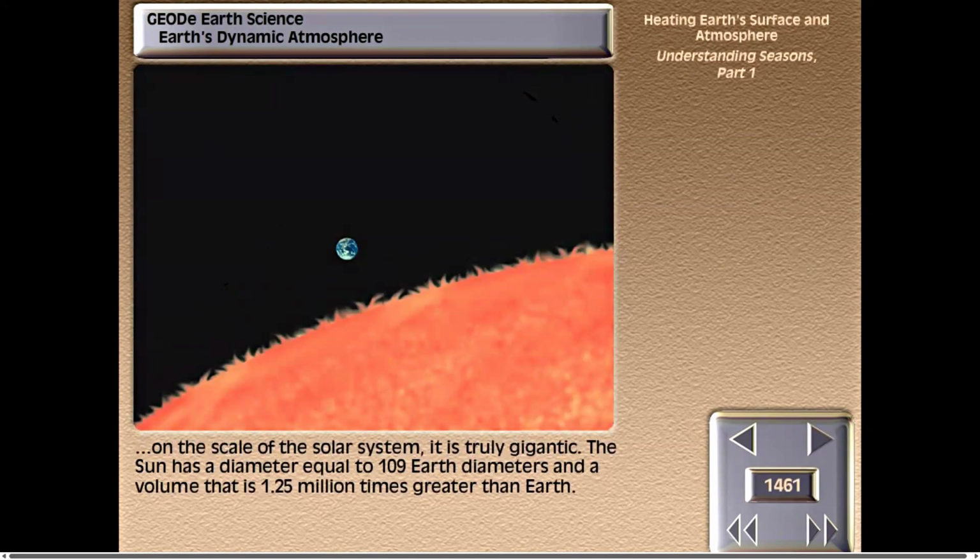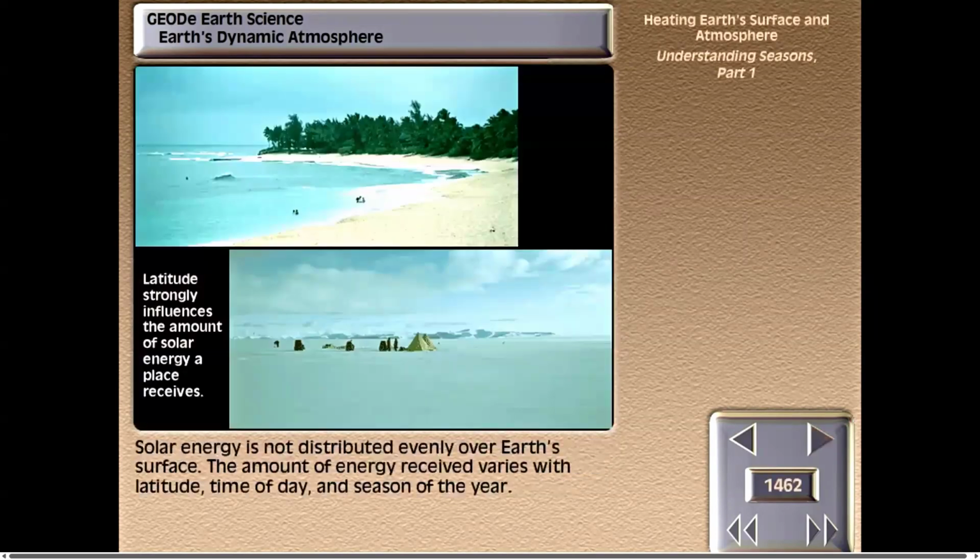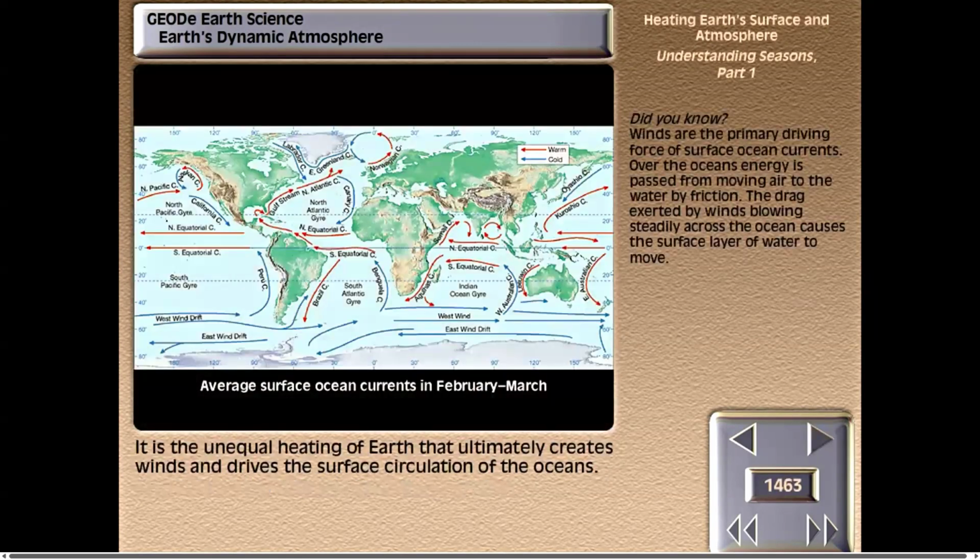The Sun has a diameter equal to 109 Earth diameters and a volume that is 1.25 million times greater than Earth. Solar energy is not distributed evenly over Earth's surface. The amount of energy received varies with latitude, time of day, and season of the year. It is the unequal heating of Earth that ultimately creates winds and drives the surface circulation of the oceans.